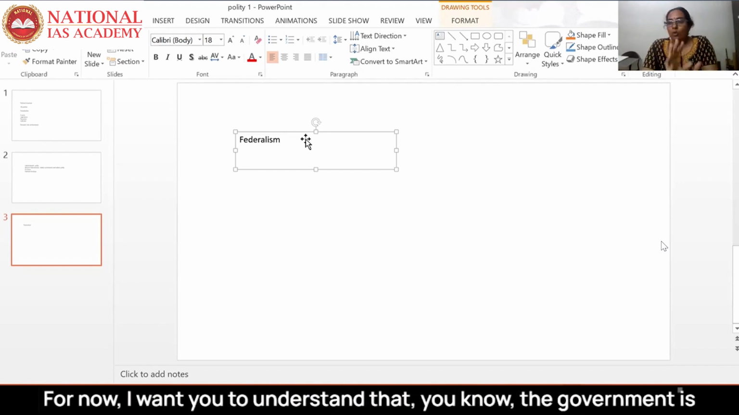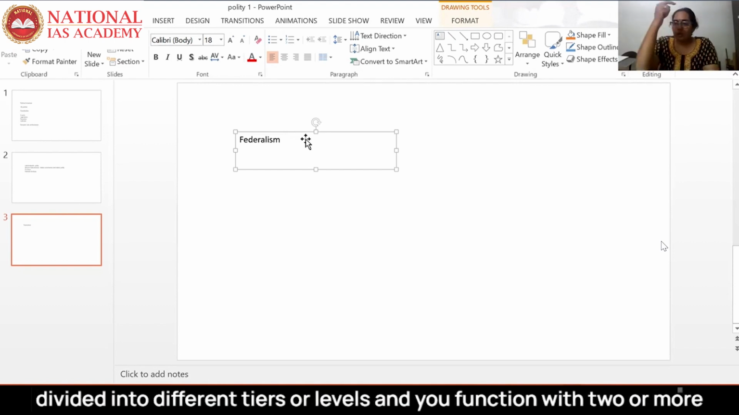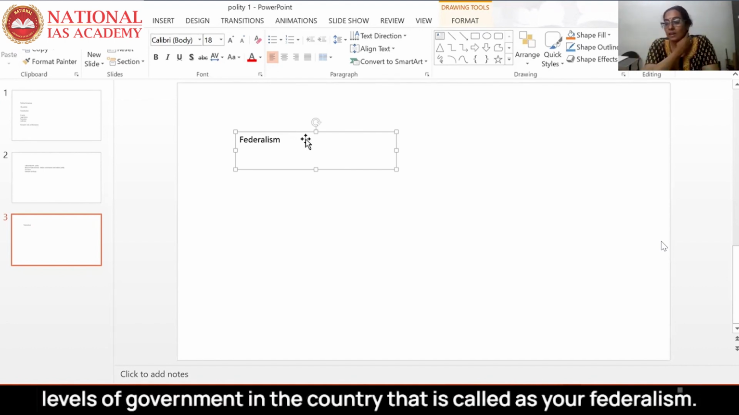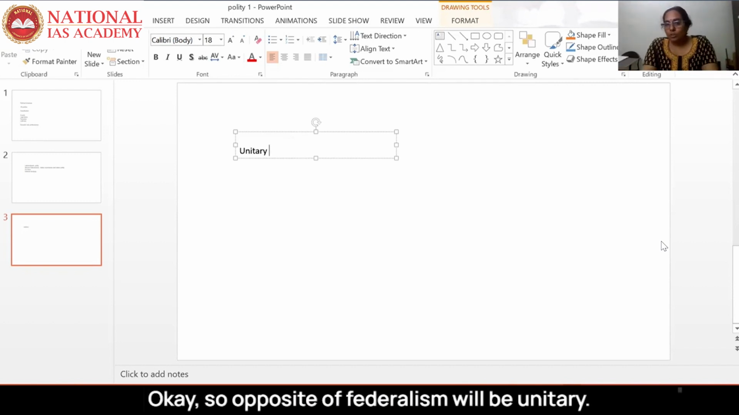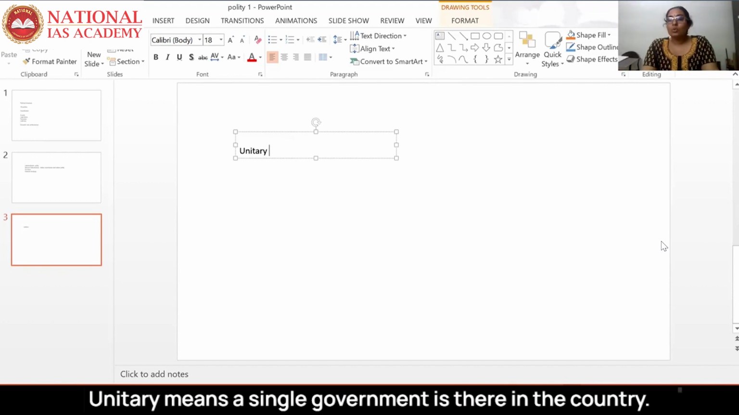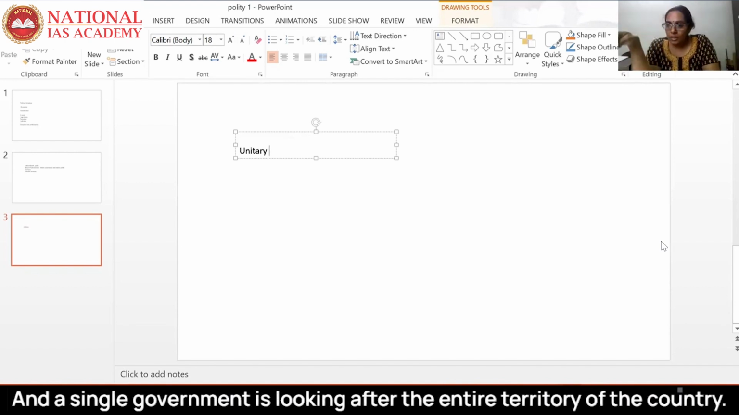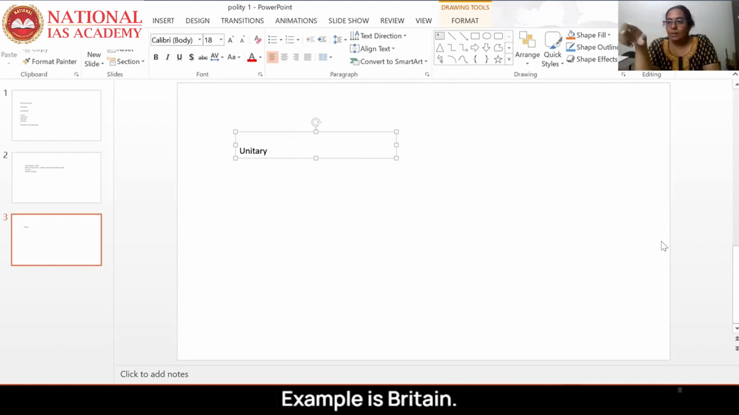For now, I want you to understand that the government is divided into different tiers or levels, and you function with 2 or more levels of government in the country. That is called federalism. The opposite of federalism will be unitary. Unitary means a single government is there in the country, and a single government is looking after the entire territory of the country. An example is Britain.